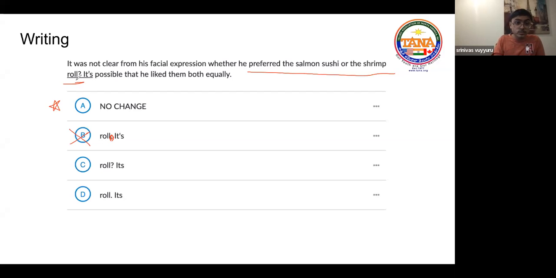This question, the only difference between A and C is this, and what this sentence is trying to say is it is possible that he liked both of them equally, and you can't just say it's possible that he liked both of them equally without the apostrophe. And D, roll, it's the same reason as B, it can't be a period here. So therefore A is the answer.